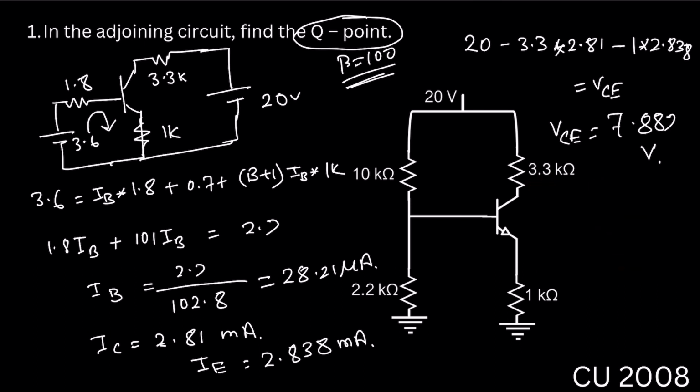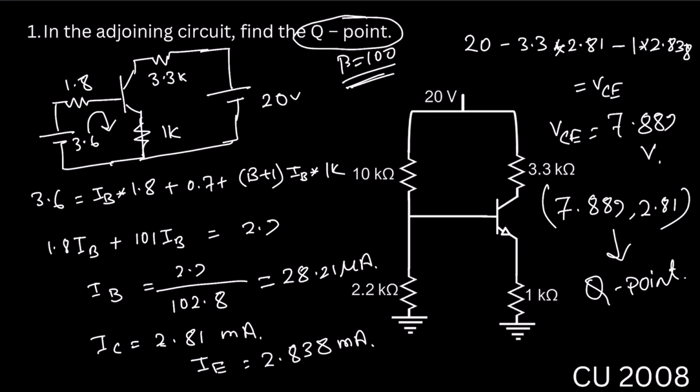Here they want the value of the Q point, right? So Q point is nothing but the value of VCE, comma IC. Okay. So what is the value of VCE? VCE is 7.889. And what is the value of IC? IC is 2.81 milliampere. So this is the Q point.